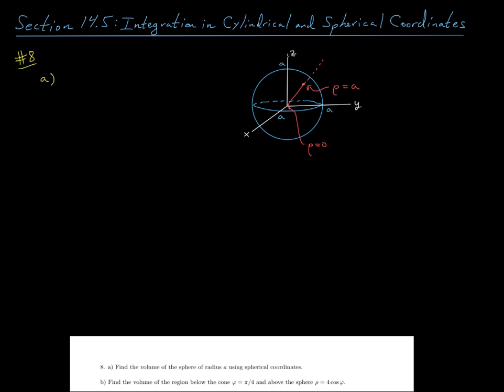Then we're going to have to let the angle phi vary from 0 to pi, so North Pole to South Pole. And then, since we're finding the volume of the entire ball, we're going to have to make one full trip around for theta. So theta is going to have to vary from 0 to 2 pi.